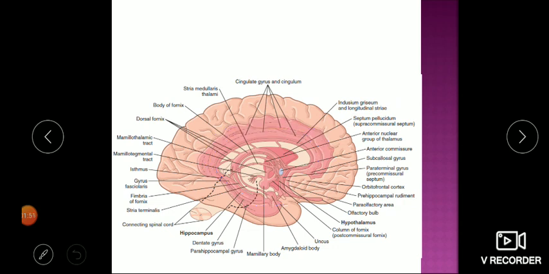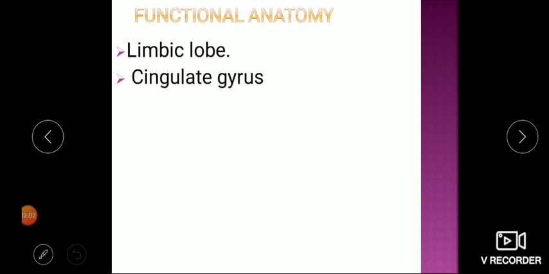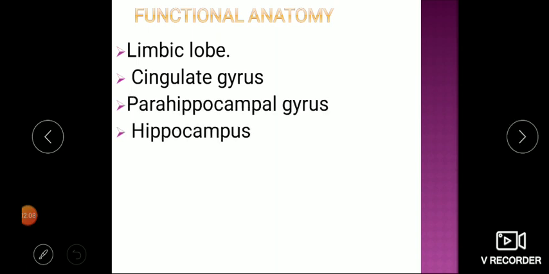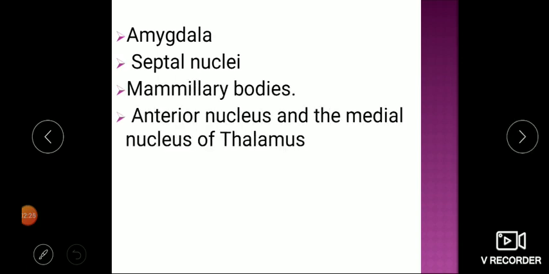So we'll just enumerate the different parts anatomically. The limbic lobe, as I mentioned, the limbic cortex is called the limbic lobe, which is at the border of the cerebral cortex. Cingulate gyrus, parahippocampal gyrus, hippocampus, which is a very important center for memory, dentate gyrus, amygdala, which is almond shaped as the name is given, septal nuclei, mammillary bodies, anterior nucleus and medial nucleus of the thalamus, olfactory bulbs.